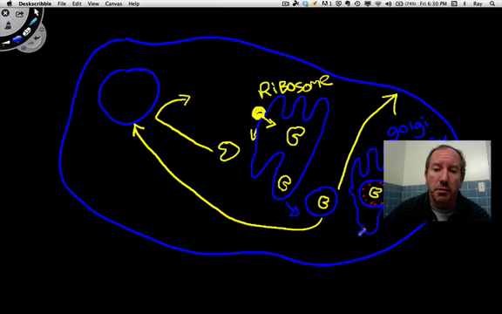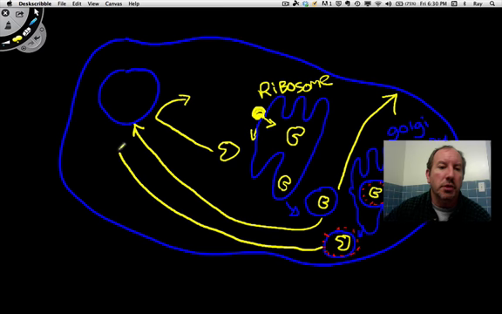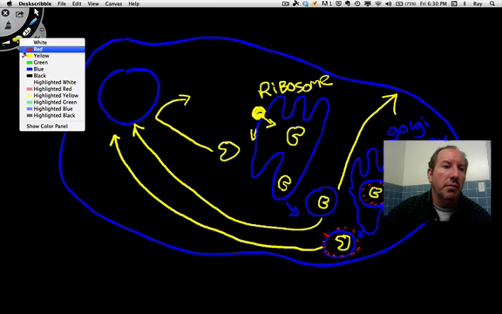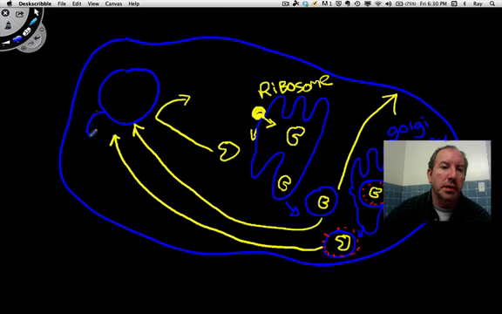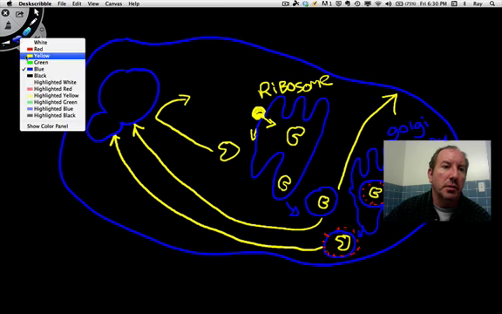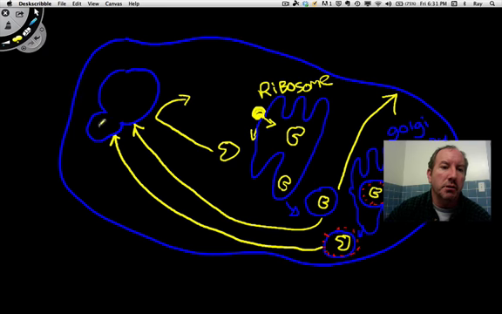When it buds off from the Golgi apparatus, the sugars would actually be on the outside. This sugar on the outside tells the cell, am I supposed to leave? The answer is no. Am I supposed to go to the lysosome? The answer is yes in this case. And so it travels over here, and when one vesicle buds with another vesicle, in this case a lysosome, the hydrolytic enzyme is therefore deposited inside the lysosome, and now you're good to go.